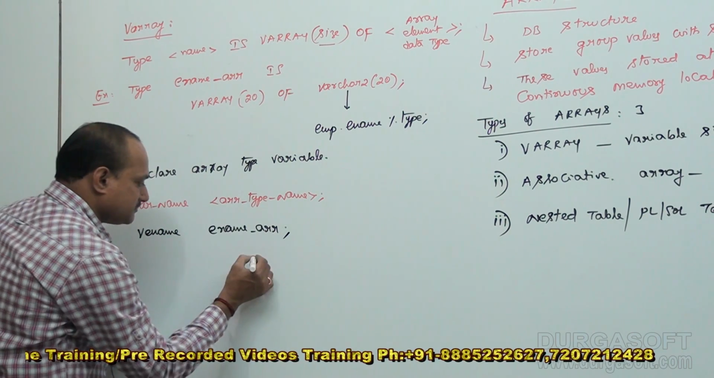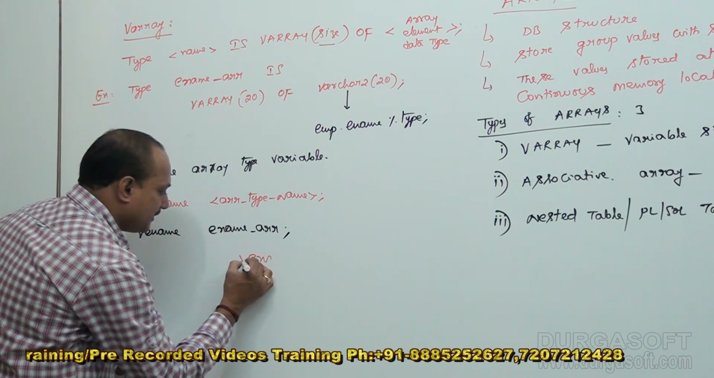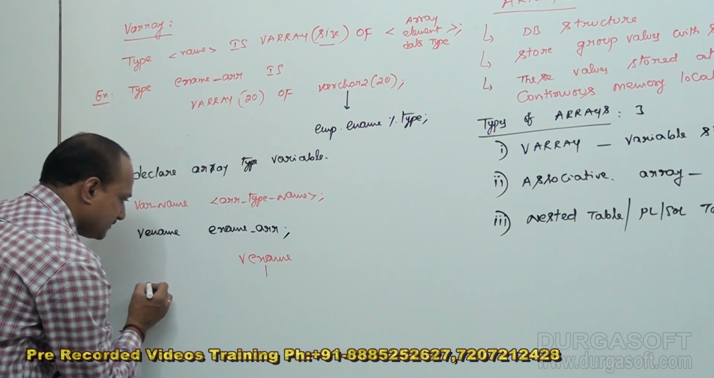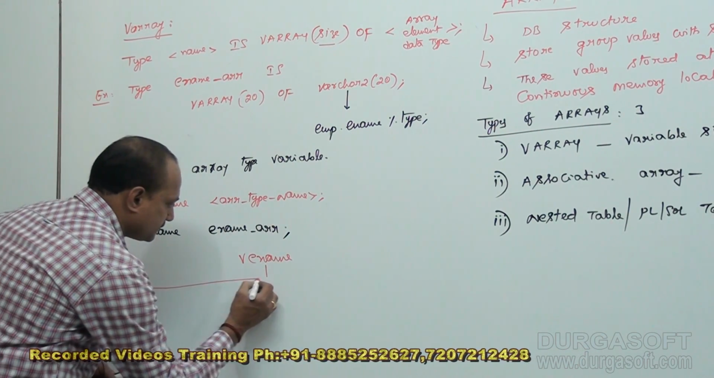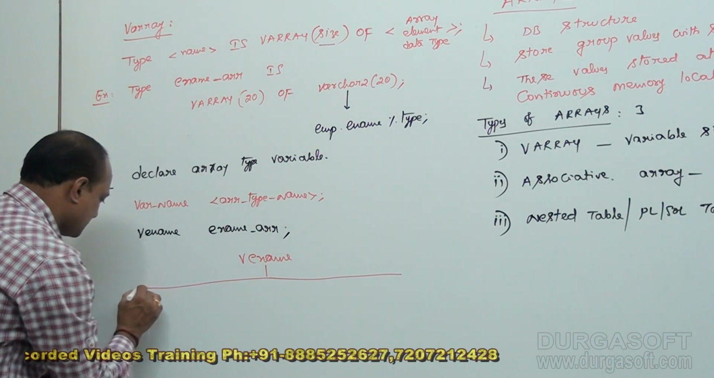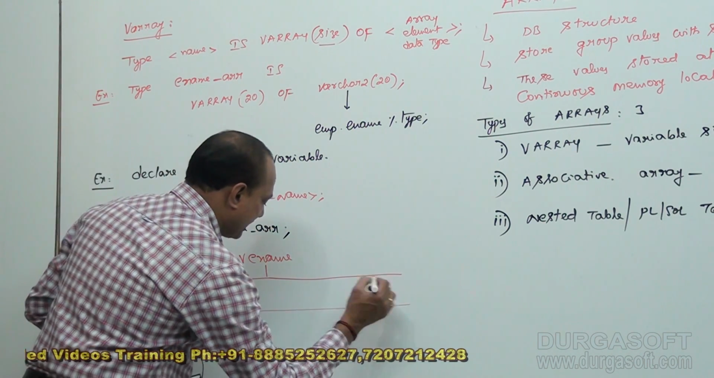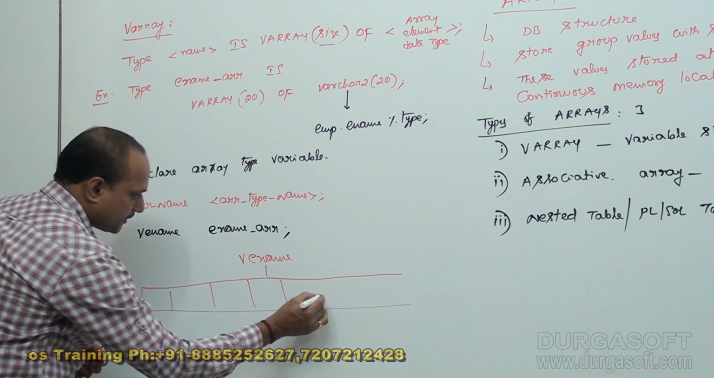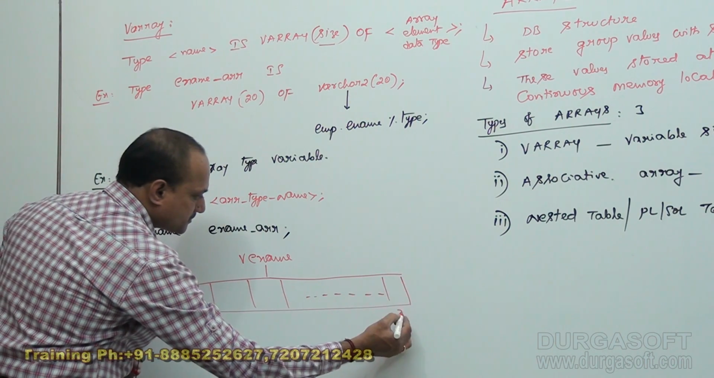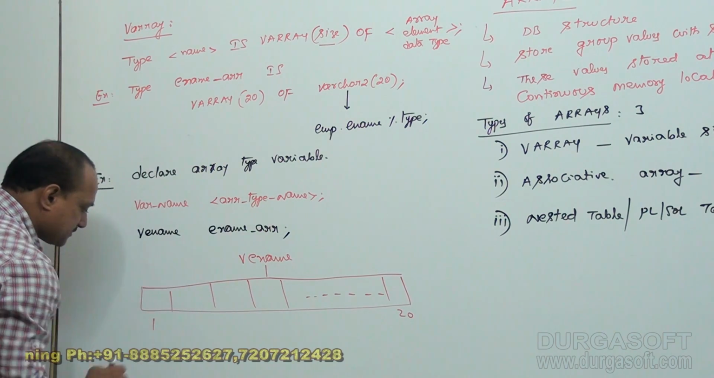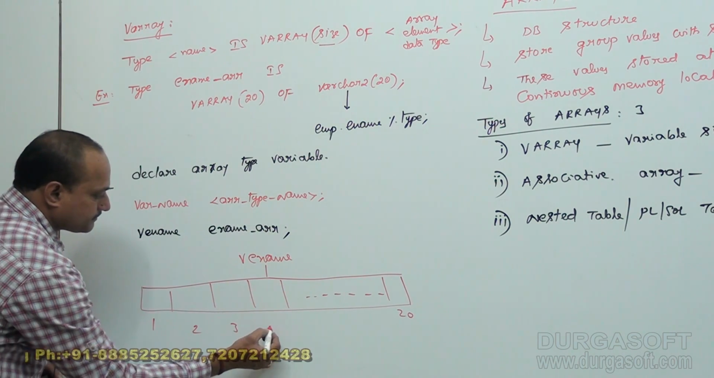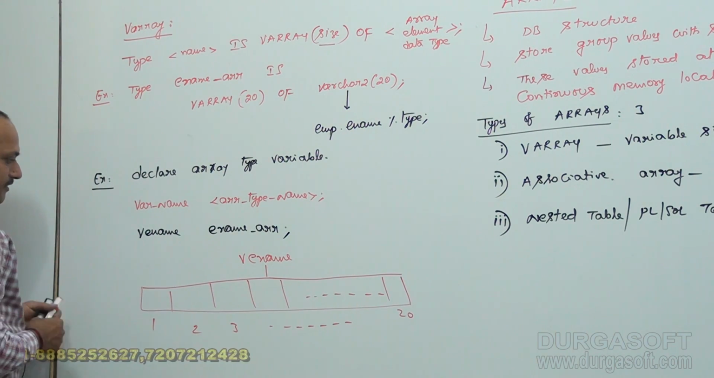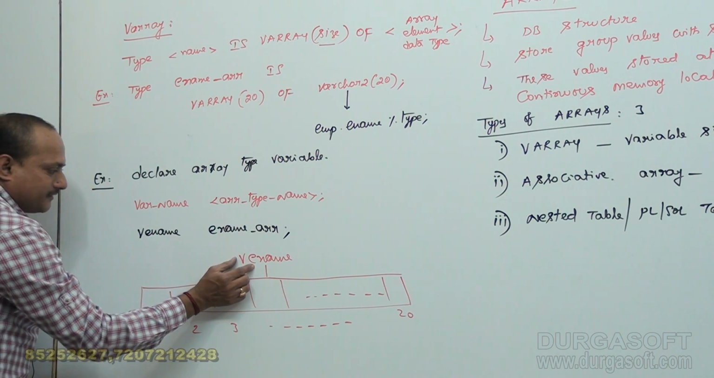So here the database engine will allocate the memory like this, v ename. Under this you have 20 locations. Remember this. You will get 20 locations: 1, 2, 3, 4 up to 20 locations. This is the 20th location. First location is this. Remember. Okay. See. So this is a variable name.